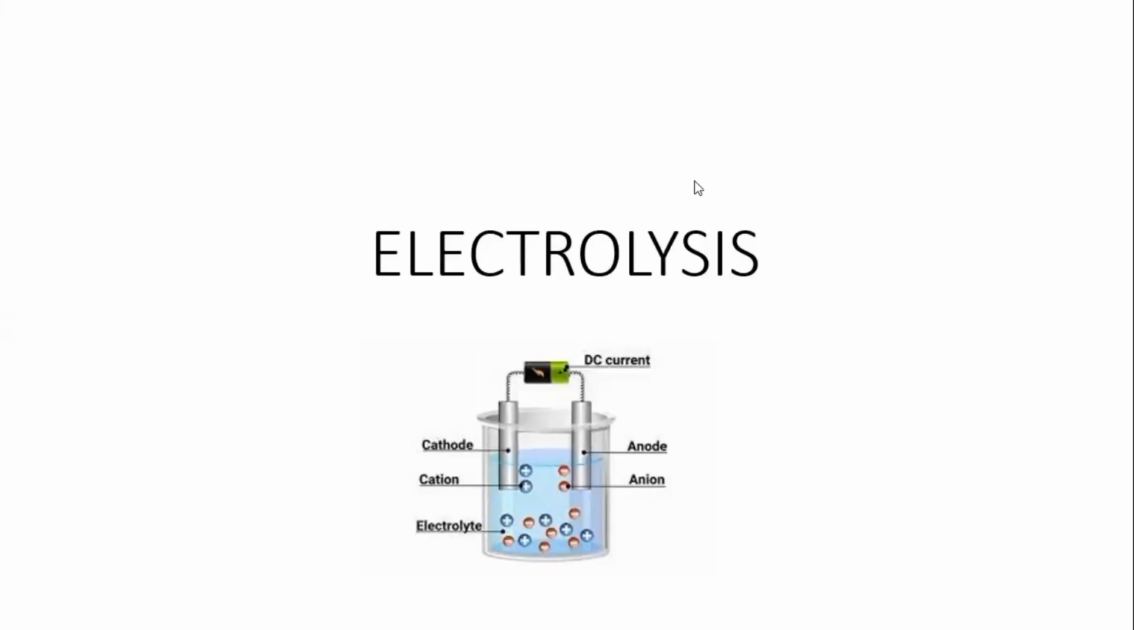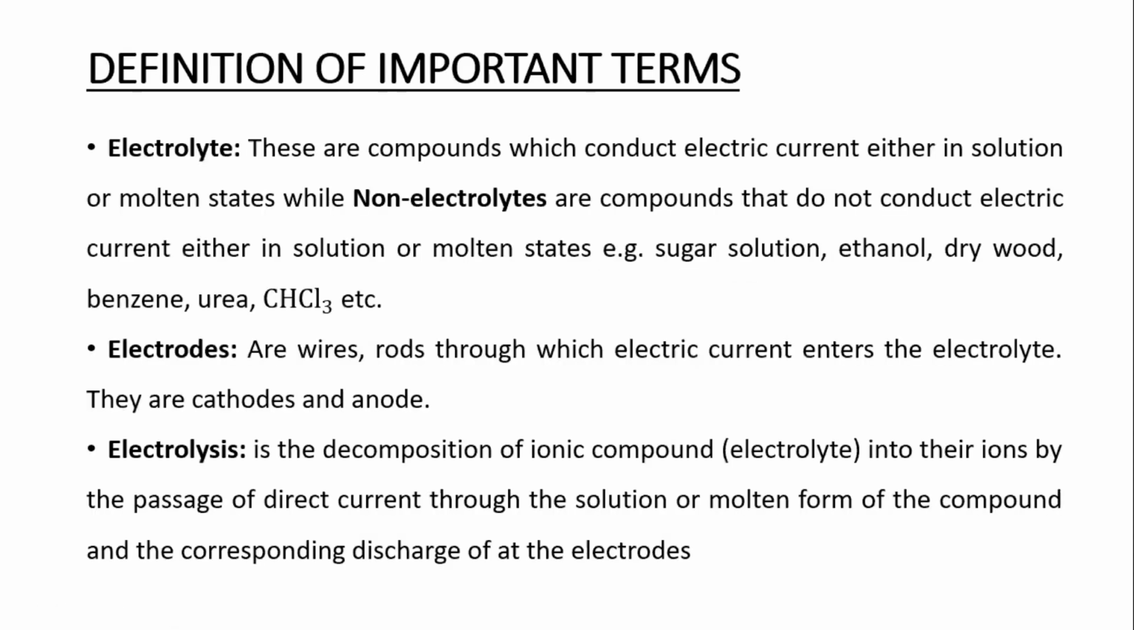In today's video, we are going to be talking about this very interesting topic, electrolysis. Now, before we talk about electrolysis, let's talk about some terminologies. What are electrolytes? Electrolytes are compounds which conduct electric current either in aqueous solution or in molten state, while non-electrolytes are compounds that do not conduct electricity either in aqueous solution or in their molten state.